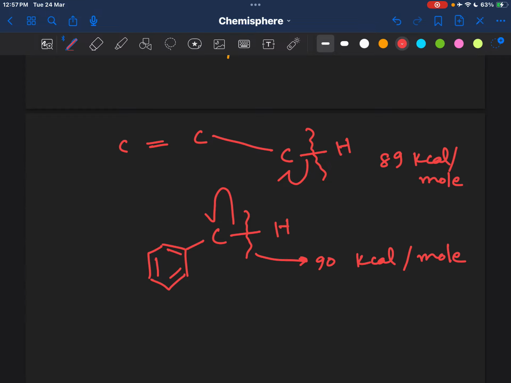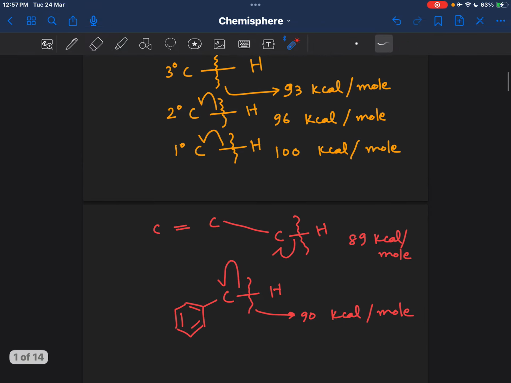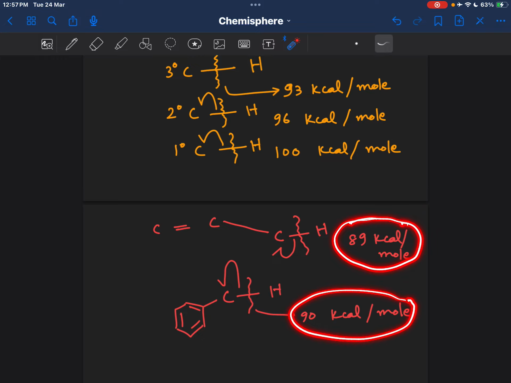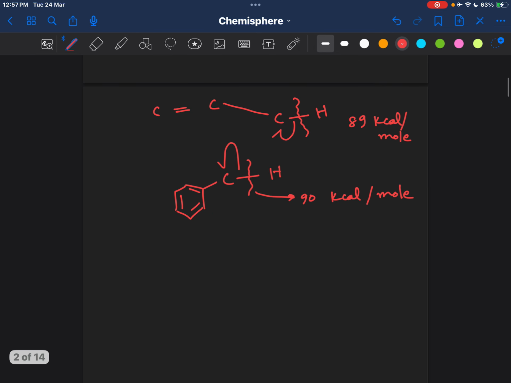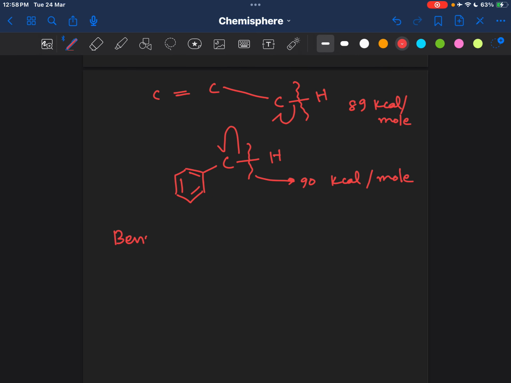Okay, so this data is very important in the sense that this case is allylic and this case is benzylic. So benzylic and allylic C-H bonds are weak and they can be easily broken compared to tertiary C-H, secondary C-H and primary C-H. Okay, so this is an important statement, that is, benzylic and allylic C-H bonds, they are weak.